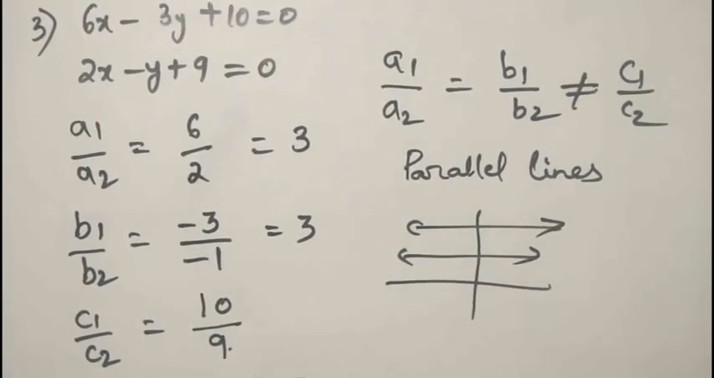So finally, if any pair of linear equations in two variables is given, plot the graph and find the solutions. You will get a straight line for each equation, and when both the lines meet at a point, they are said to be intersecting lines. When both the lines pass through the same points, they are said to be coincident lines. If both the lines have no common points, they are said to be parallel lines. Okay, hope you have understood the concept of graphical representation of a pair of linear equations in two variables.